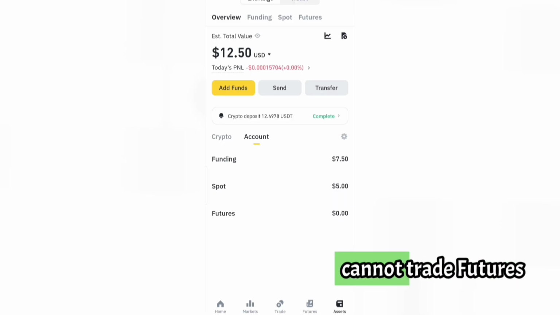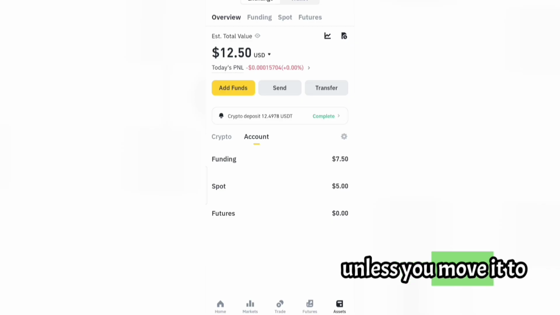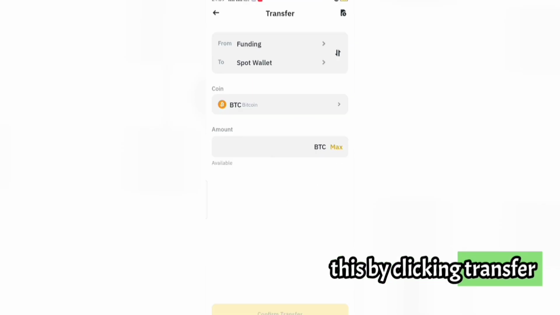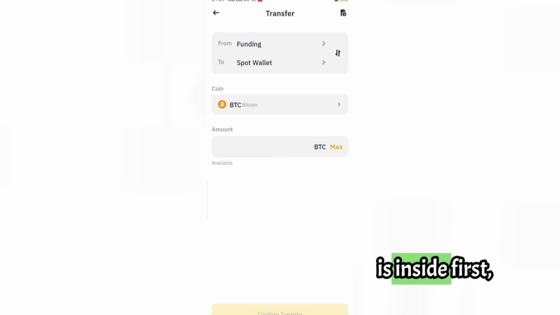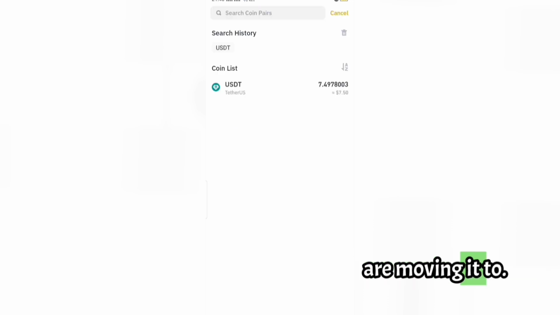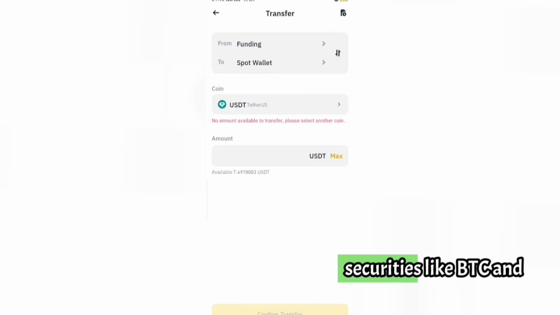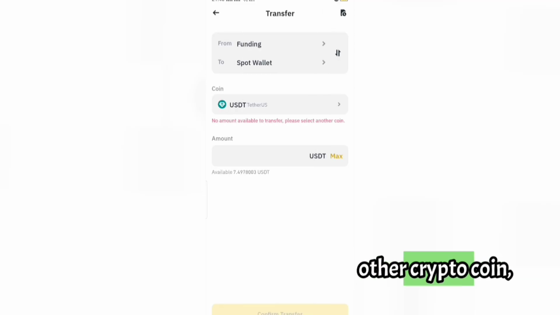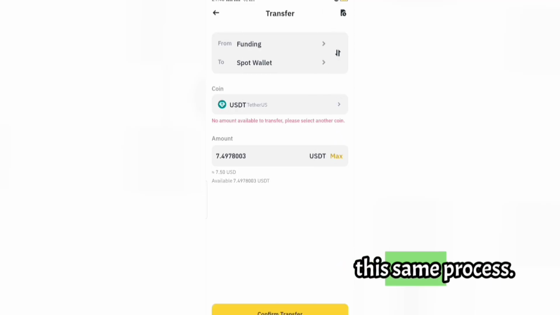Take note that you cannot trade futures while you have your fund in spot or funding account, unless you move it to futures account. You will be able to do this by clicking Transfer, then you select the account where your fund is inside first. Select USDT, followed by where you are moving it to. If you have multiple securities like BTC and other crypto coins, you will have to follow this same process.